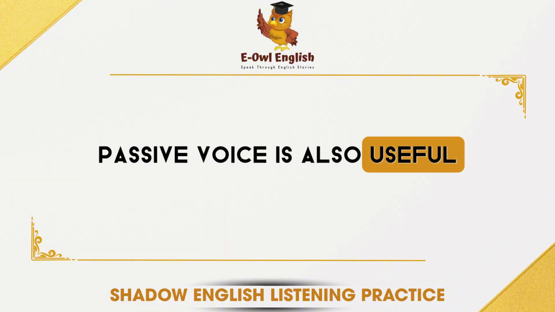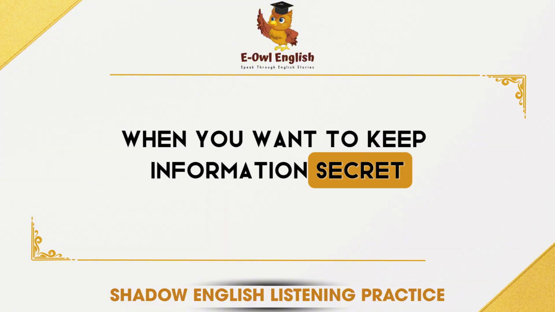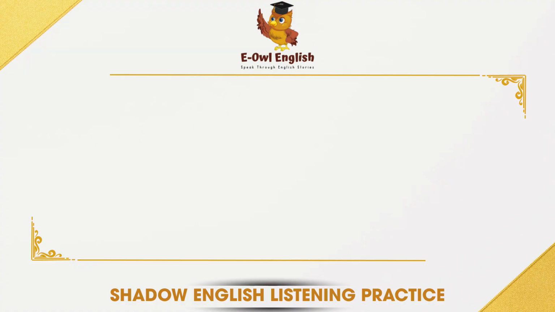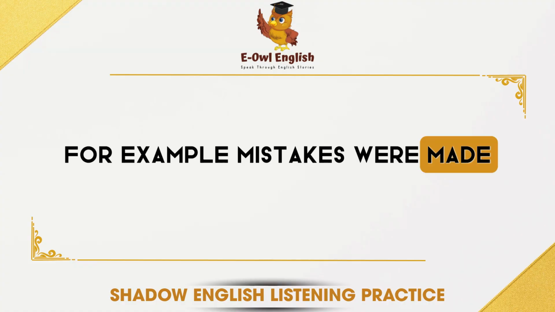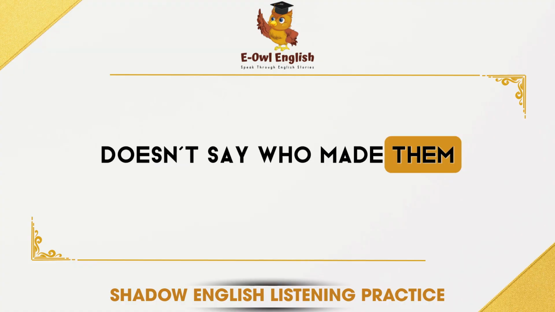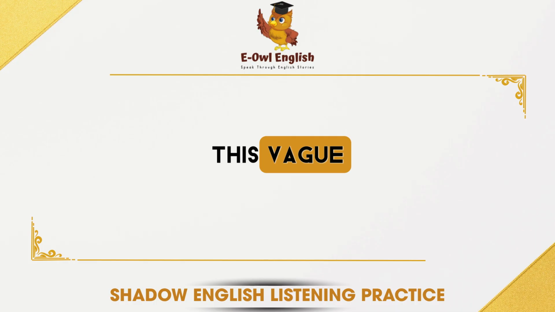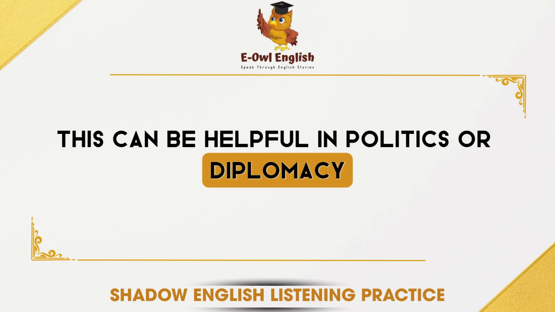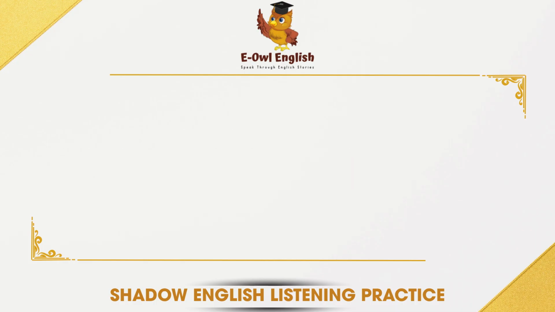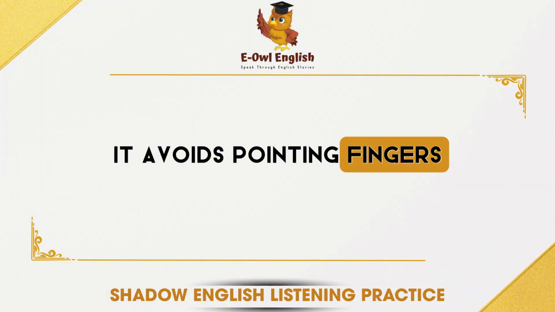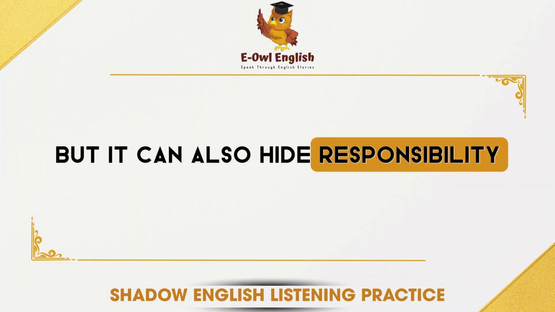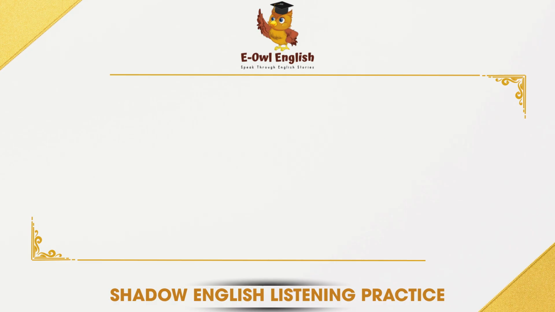Passive voice is also useful when you want to keep information secret. For example, mistakes were made doesn't say who made them. Or the decision was made doesn't tell who made it. This vagueness can be helpful in politics or diplomacy. It avoids pointing fingers. But it can also hide responsibility, so use it wisely.